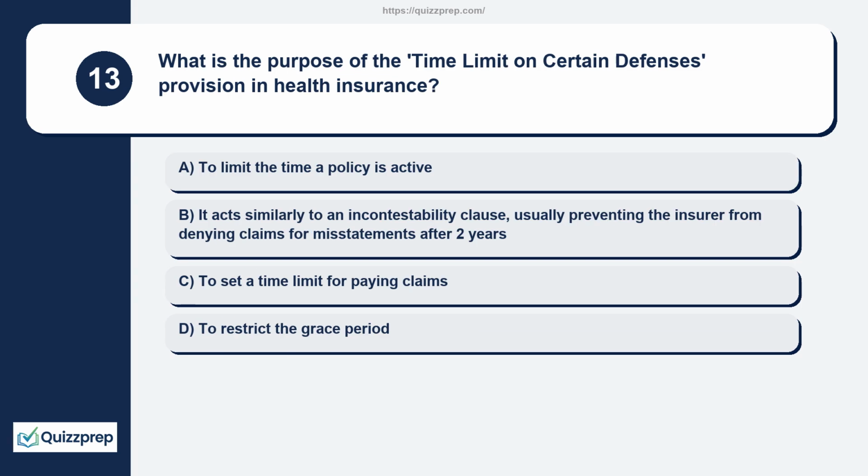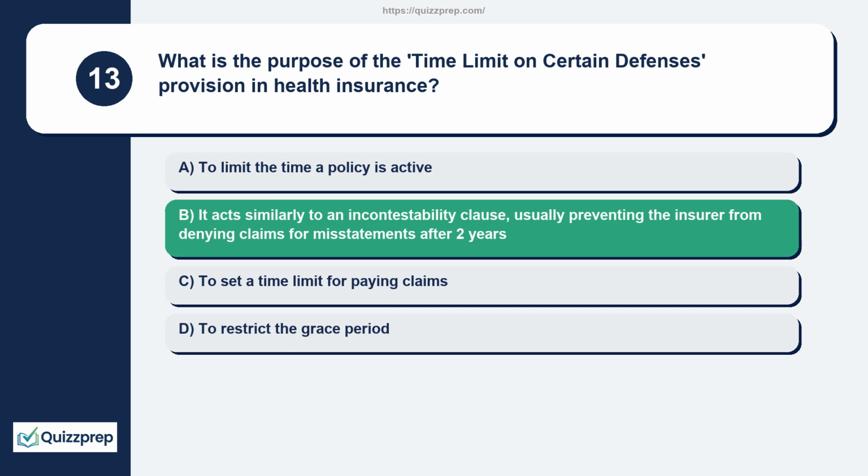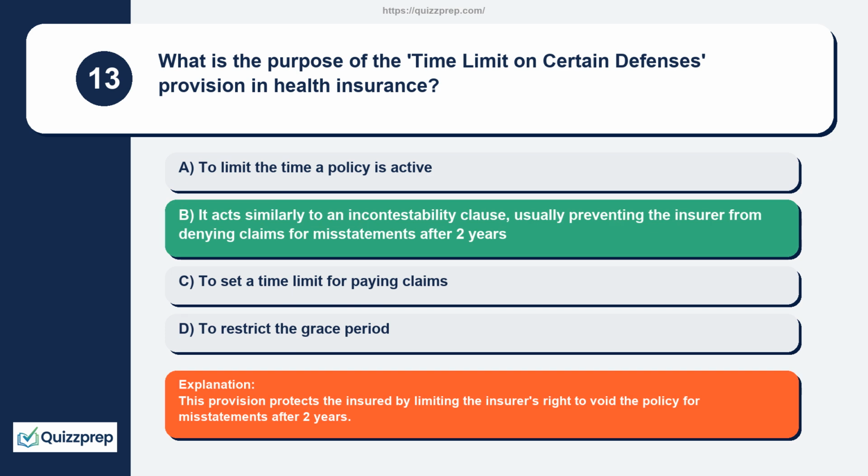Question 13. What is the purpose of the time limit on certain defenses provision in health insurance? To limit the time a policy is active. It acts similarly to an incontestability clause, usually preventing the insurer from denying claims for misstatements after 2 years. To set a time limit for paying claims. To restrict the grace period. This provision protects the insured by limiting the insurer's right to void the policy for misstatements after 2 years.